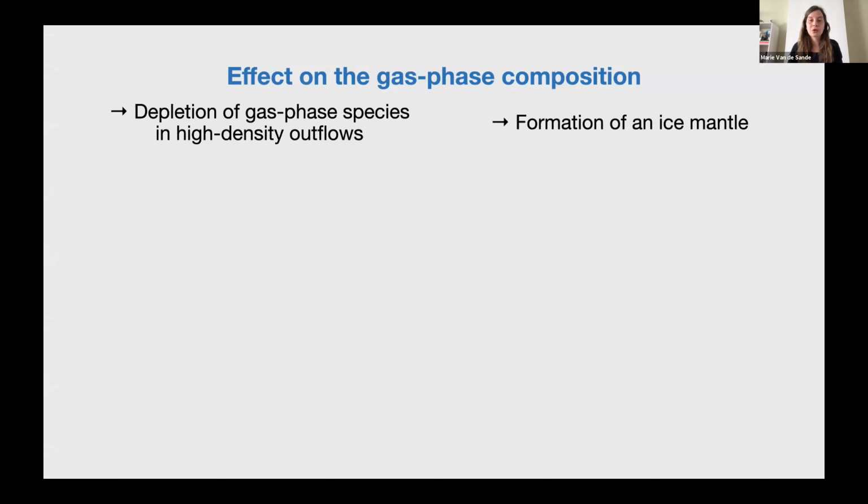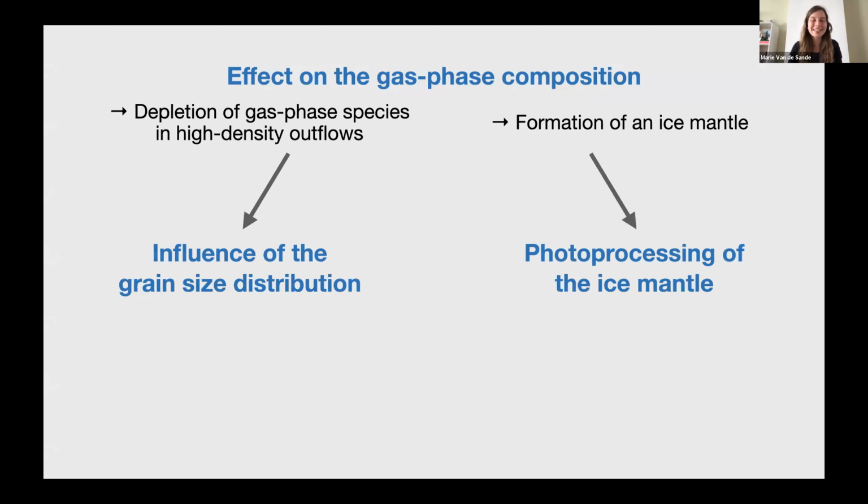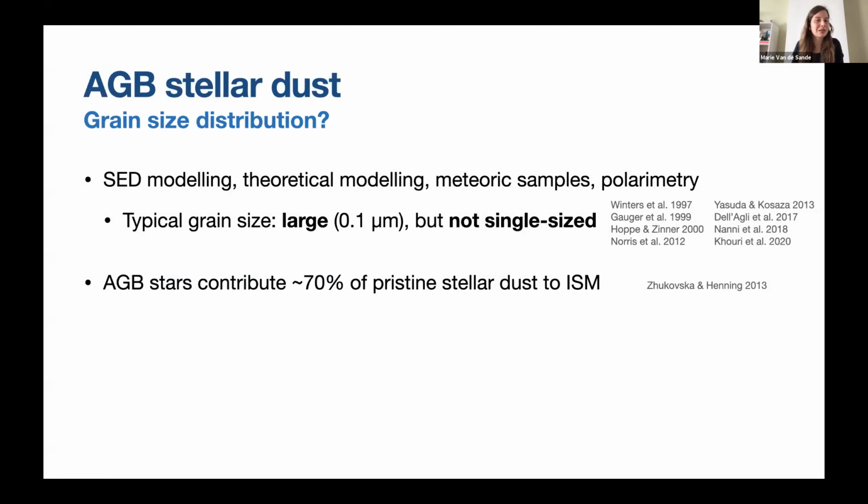Now, these two conclusions, of course, lead to more questions. We have a question regarding the depletion of gas phase species, and then one regarding the ice mantle. Let's first take a look at the depletion and whether the grain size distribution can influence the level of depletion. We asked ourselves this question not just because it's an interesting question to ask, but also because it's quite relevant to AGB dust, since we don't really have a good grasp on the grain size distribution of stellar AGB dust.